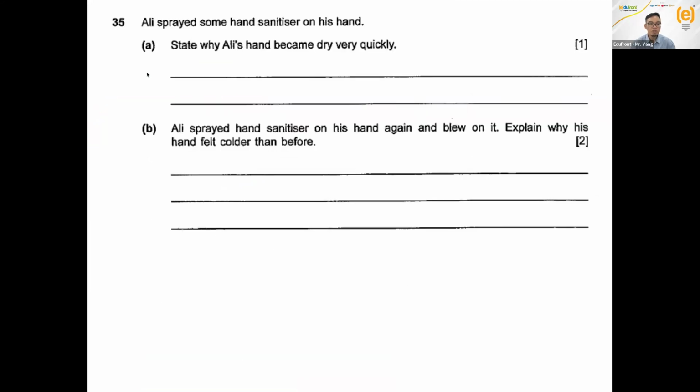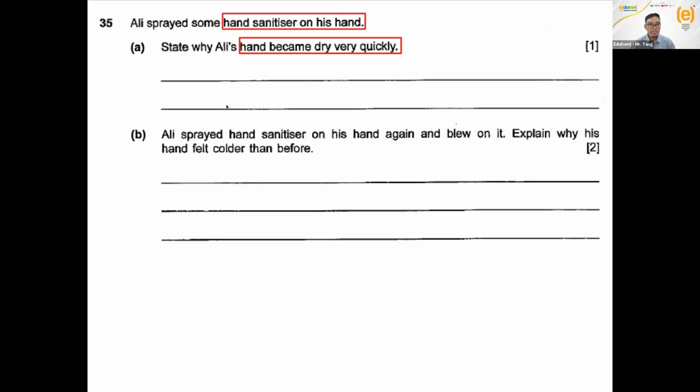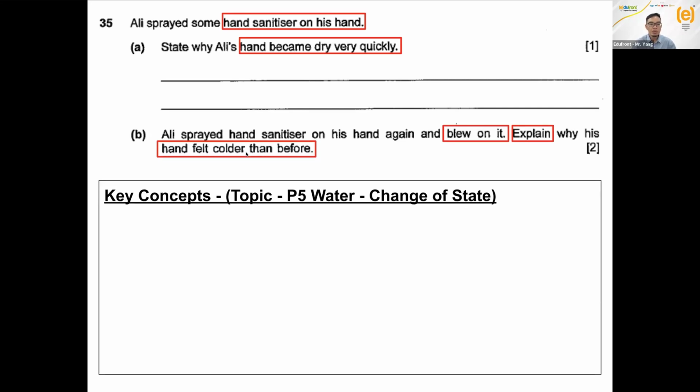Okay, let's move on to question 35. This is an application question. Ali sprayed some hand sanitizer on his hand. State why Ali's hand became dry very quickly. You all use hand sanitizer, right? Why does it become dry very quickly? Part B: Ali sprayed hand sanitizer on his hand again and blew on it. Explain why his hand felt even colder than before.